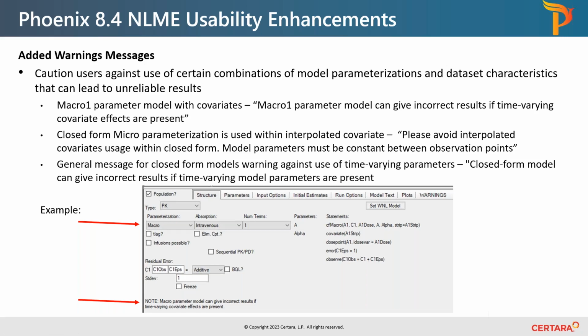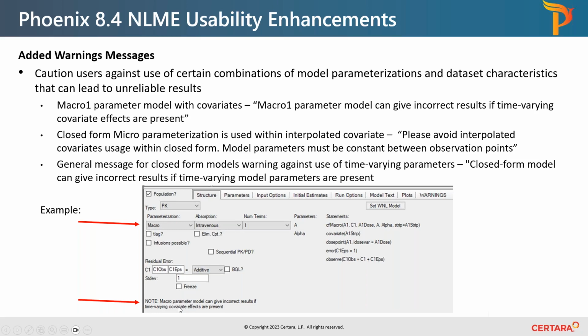Okay, one thing is the addition of new warnings. Those are just usability enhancements that can help you understand some of the issues that you may run into. So for example, here, if you have a macro parameterization, it gives you this warning that it can give incorrect results if you have time variant covariate.